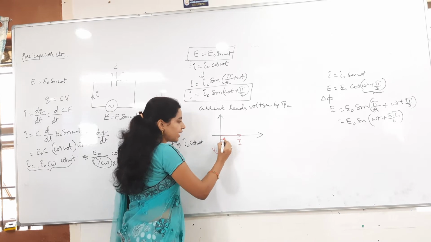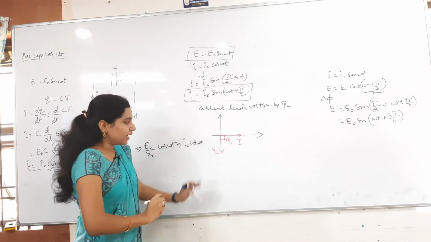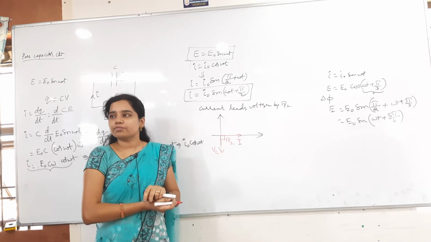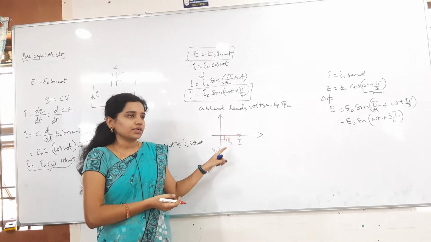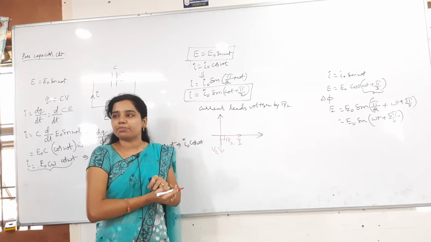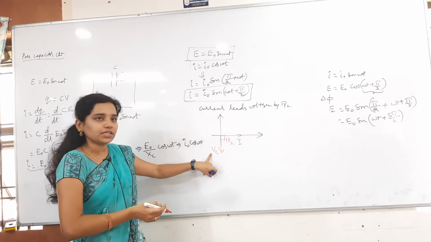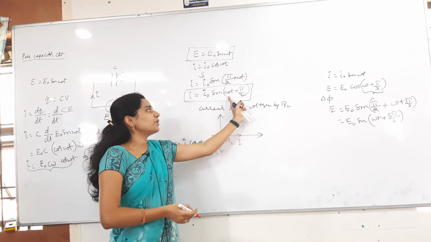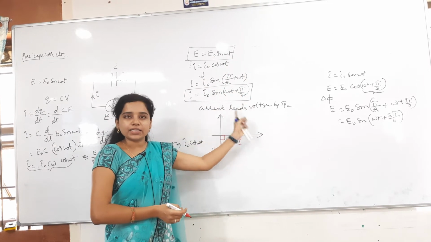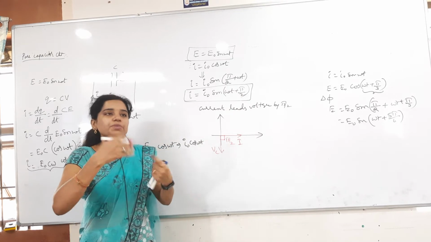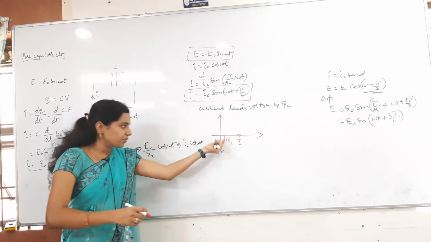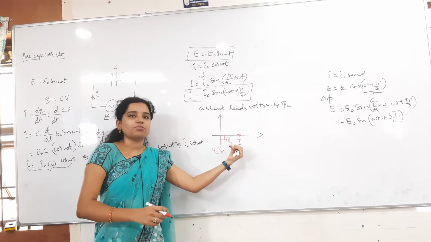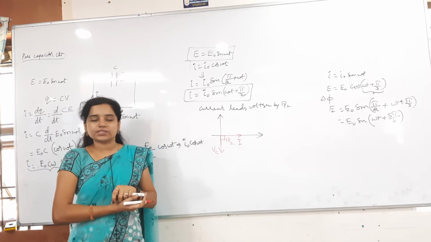So current is here. How much angle? There is an angle of pi by 2. As compared to the voltage, current is leading by how much here? Pi by 2. The voltage is only sin omega t, but the current is sin omega t plus pi by 2. So the current is leading, and the voltage should be below the current. That's it, I have drawn it below the current. So voltage is lagging, and current is leading by pi by 2. That is the phasor diagram.